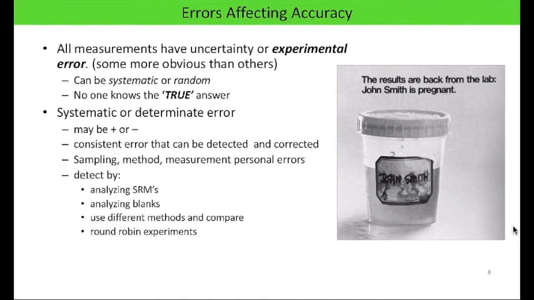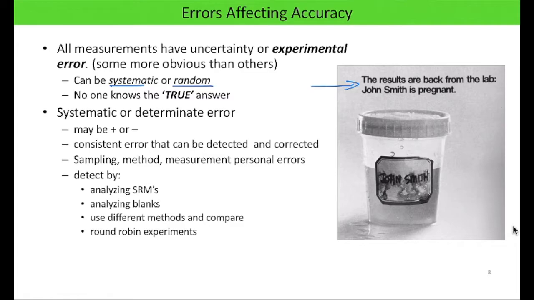So what kind of errors are there? Let's just talk about them specifically now. So we have systematic errors and random errors. Again, nobody knows the true answer, but sometimes we have an idea of what the true answer could be and maybe what it can't be. For example, there is no way that John Smith is pregnant. It doesn't really matter what his urine sample says. It's just not possible. So there's some mistake in that analysis.